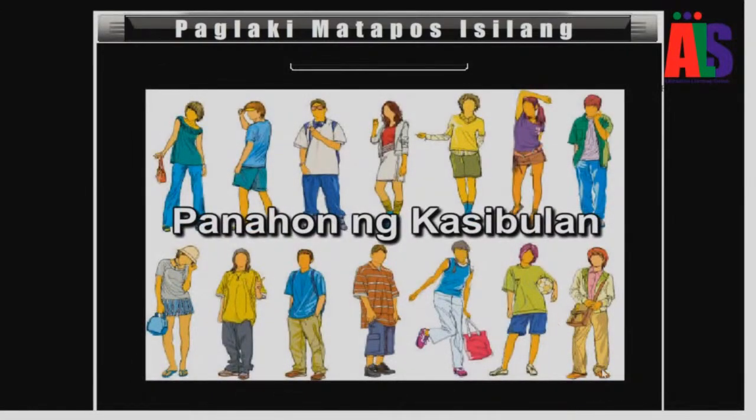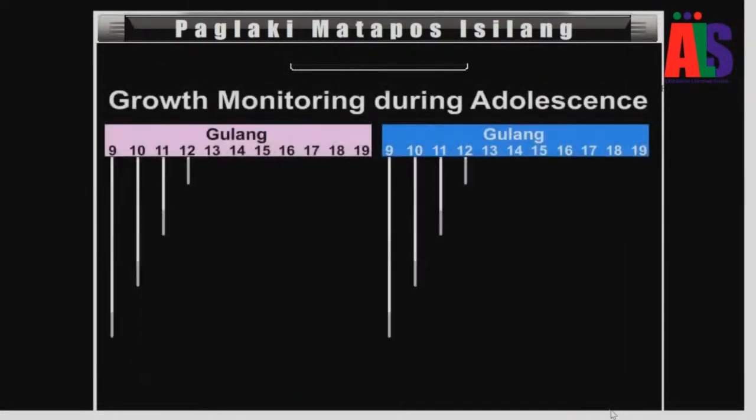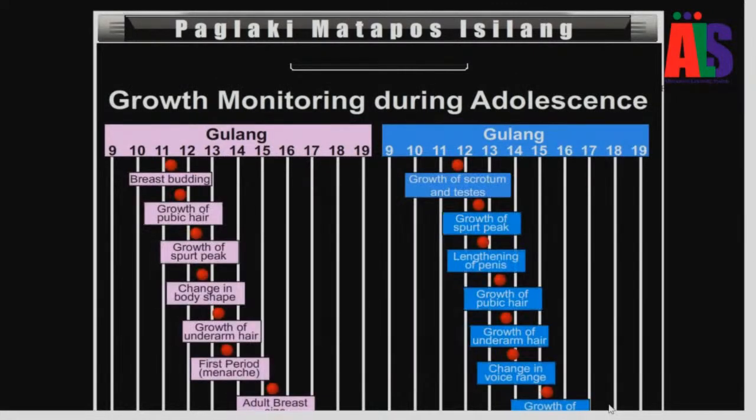Panahon ng kasibulan. Simula sa edad na 11 hanggang 14 na taon, muling nakararanas ng mabilis na pagbabagong pisikal ang katawan. Tinatawag na adolescence o kasibulan ang panahong ito. Nag-uumpisa ito sa puberty, pagdadalaga o pagbibinata, ang panahon kung kailan nag-uumpisang gumawa ng mga sex hormone ang iyong katawan.